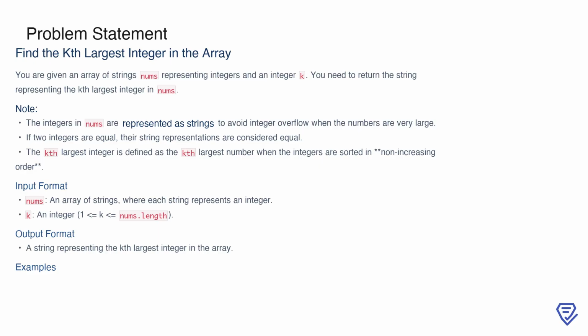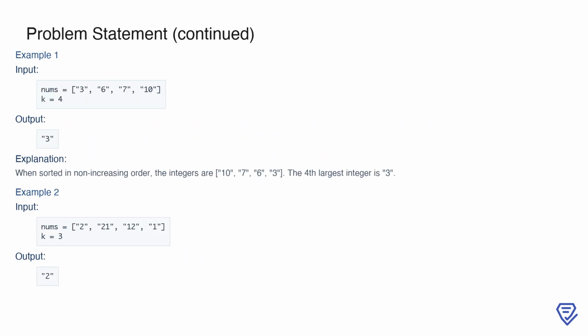Additionally, if two integers in the array are equal, their string representations are considered identical. The term kth largest means that the integers need to be sorted in non-increasing order, and we must identify the kth number in that sorted list. The input will consist of the string array nums and an integer k, and the output will be another string representing the kth largest integer. Let's look at some examples to understand the problem better.